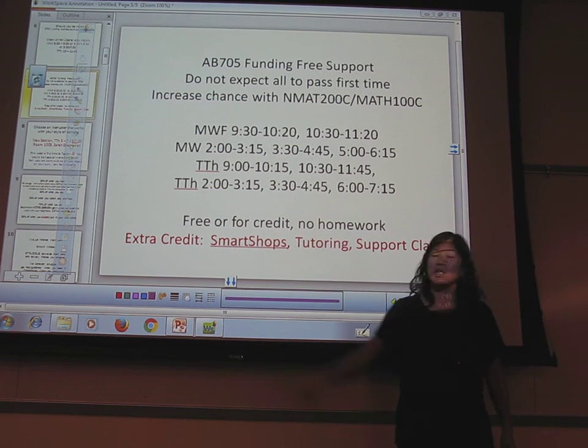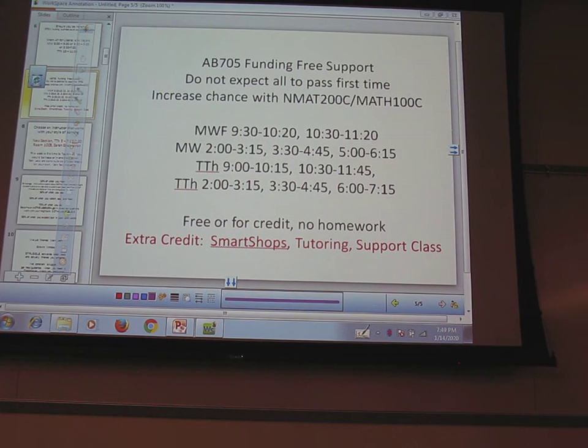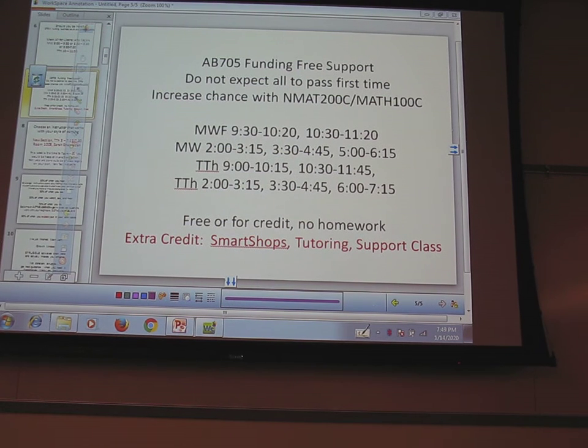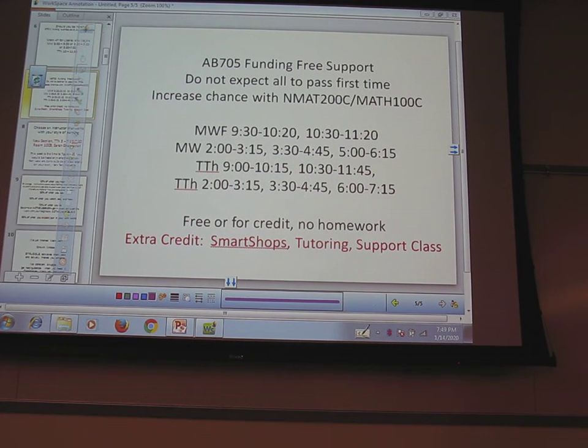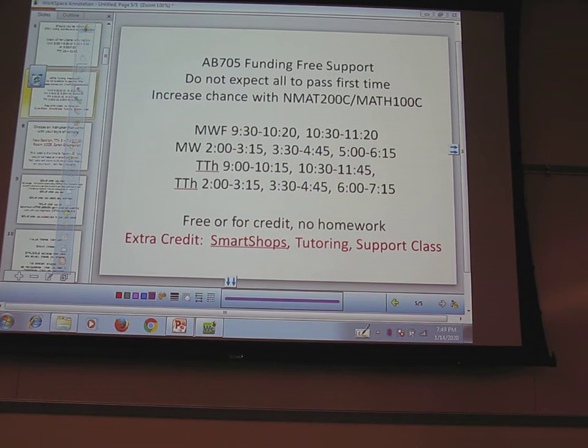Smart Shops. Who's ever heard of a Smart Shop here? These are free workshops that we give. They're an hour long. There are various times and places around campus. If you attend 2 of those and bring me the instructor-signed sign-in slips, I'll give you 1 point on your exam, and I'll tear those up, so you can't reuse them for something else. That's worth 1 point extra credit.